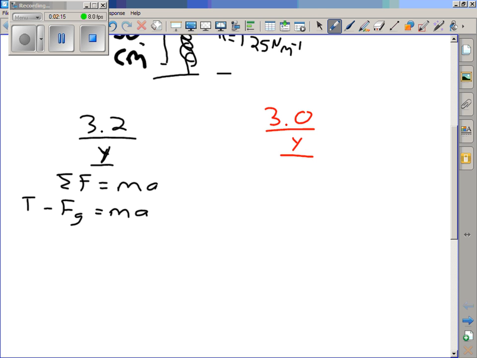And my 3.0. Once again, all I care about is the y-axis. There is nothing in the x, right? So sum of the forces equals ma. Now it's going to be opposite. Down is positive, right? So I have Fg, that's the force of gravity, plus Fs, that's the force of the spring, minus the tension, equals ma. If you feel comfortable, go ahead and skip a step and start plugging in like kx and mg for Fg, things like that.